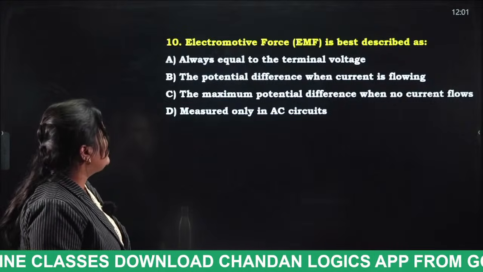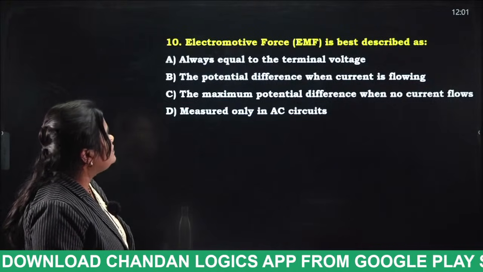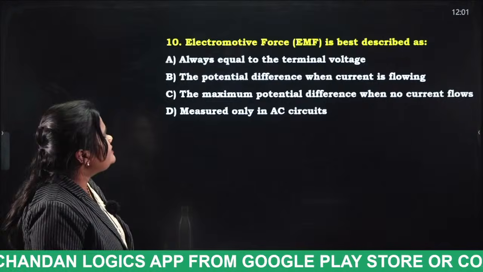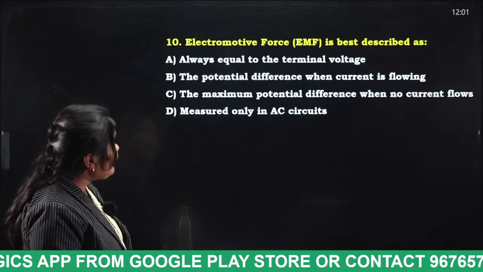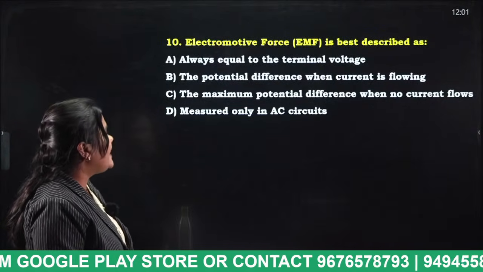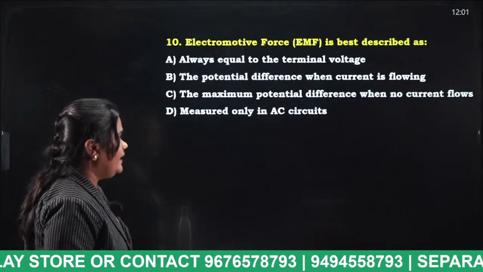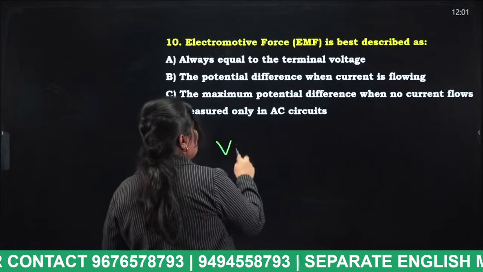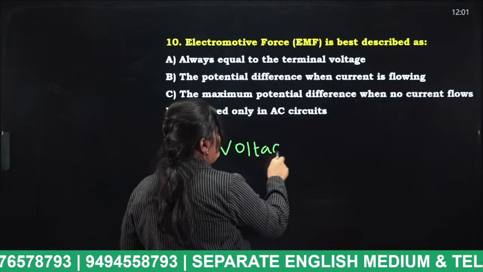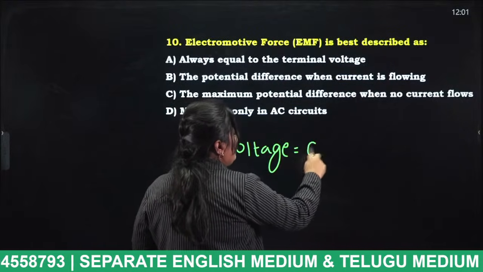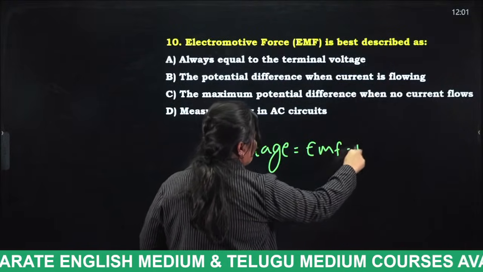Electromotive force is best described as: always equal to terminal voltage, the potential difference when current is flowing, the maximum potential difference when no current flows, measured only in AC current. So I have told you what is the difference between voltage and EMF, students. Voltage is nothing but EMF minus internal resistance.